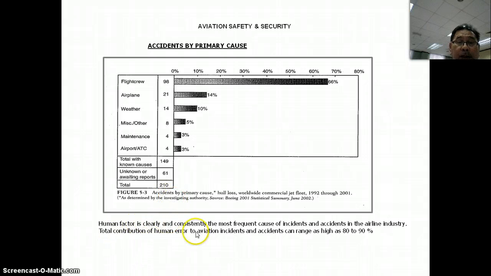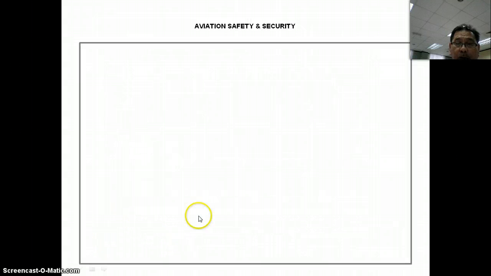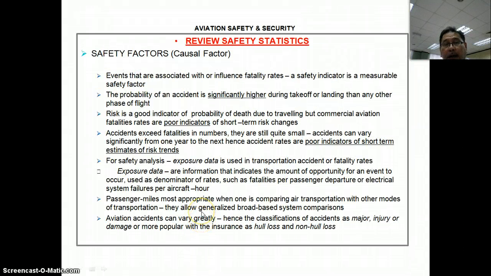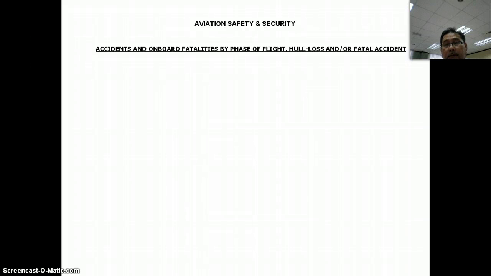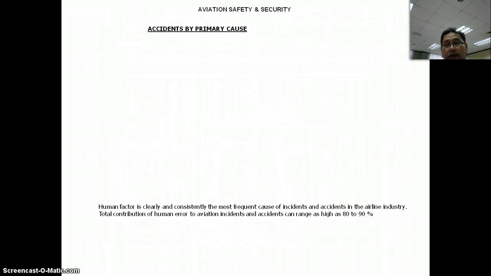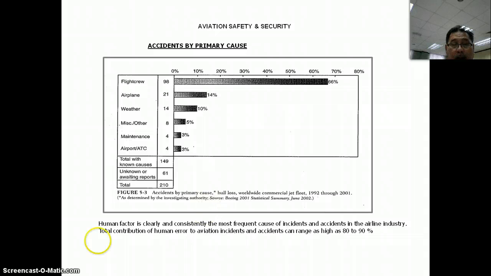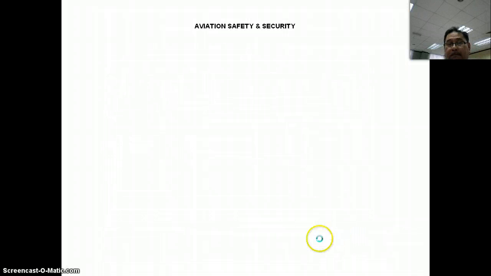So human factor is clearly and consistently the most frequent cause of accidents in the airline industry. The total contribution of human error to aviation incidents and accidents can range as high as 82 millions.